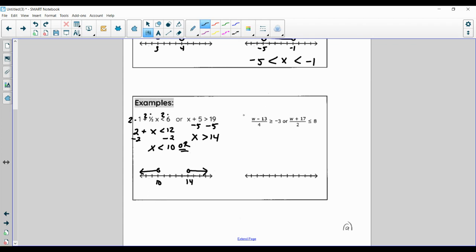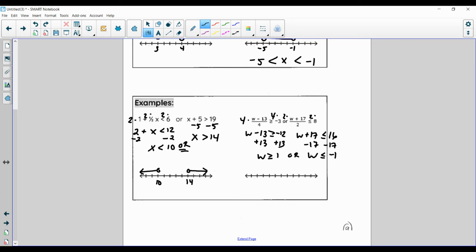For this one, I'm going to solve this inequality first by clearing the fraction. So w minus 13 is less than or equal to negative 12. I'm going to add 13 to both sides and get w is greater than or equal to 1. I'm going to times 2 to both sides to clear the fraction again. So w plus 17 is less than or equal to 16. So again, I have two separate inequalities.